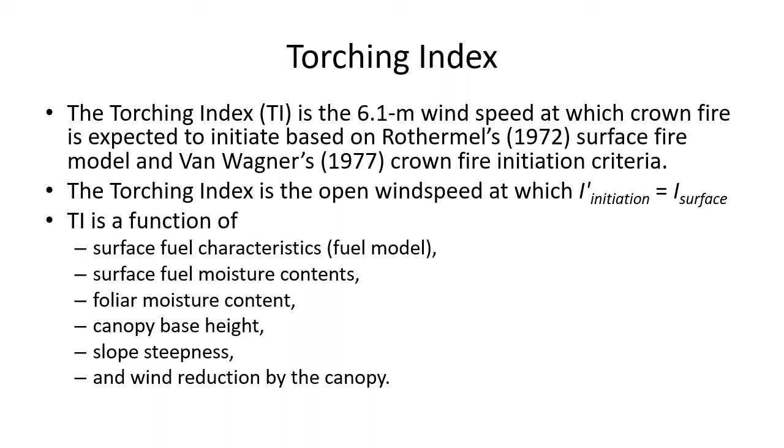expected to initiate, based on the linkage that we've seen before between Rothermel's 72 surface fire model and Van Wagner's 77 crown fire initiation. So basically the torching index is going to be a function of our fuel model, or our surface fuel characteristics, the fuel moisture, the foliar moisture, the canopy base height, slope steepness, and then also the wind reduction factor, right? So this is an open wind speed, and so a denser canopy is going to reduce that wind even more. So wind reduction factor is built into the torching index.